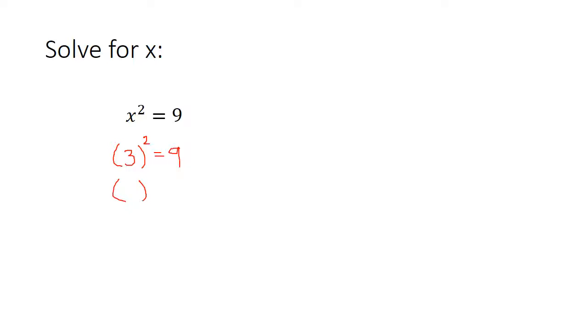3 squared equals 9. But if you think carefully, there's another number that you can square that will also give you a positive 9. Negative 3. Negative 3 squared gives you a positive 9. So the answer for x could be a positive 3 or a negative 3. A lot of students, when they solve something like x squared equals 9, would just isolate the variable. To get rid of the square, we take the square root of both sides, and of course the square root of 9 is positive 3 or negative 3.